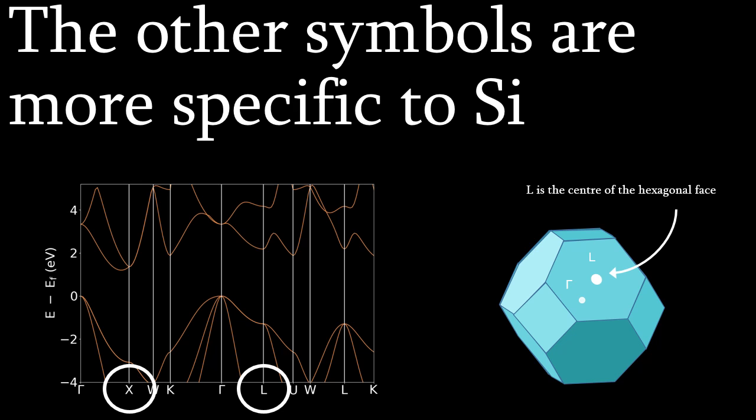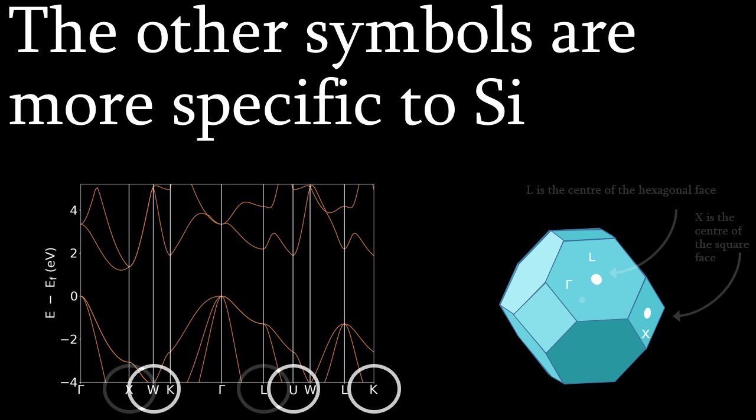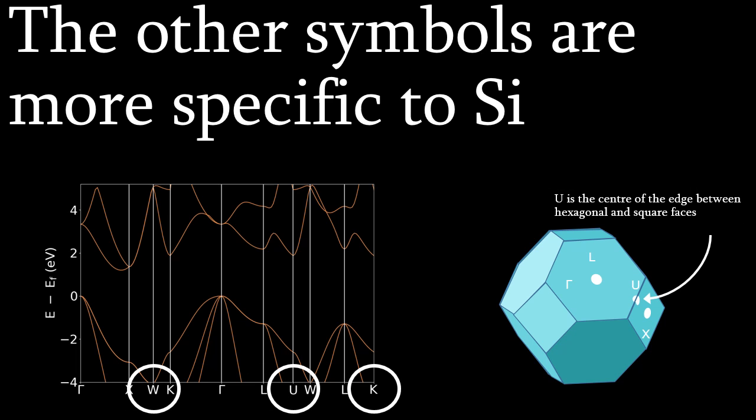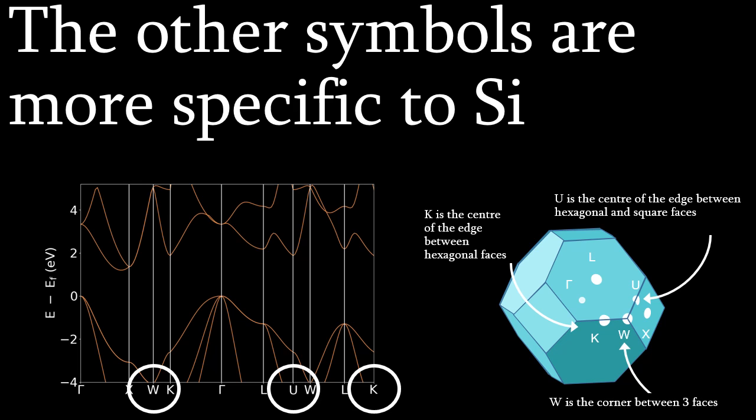L is the center of the hexagonal face. X is the center of the square face. U is the center of the edge between hexagonal and square faces. K is the center of the edge between hexagonal faces. W is the corner between three faces.